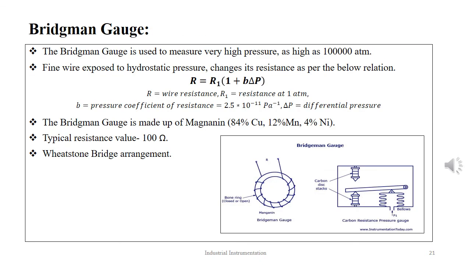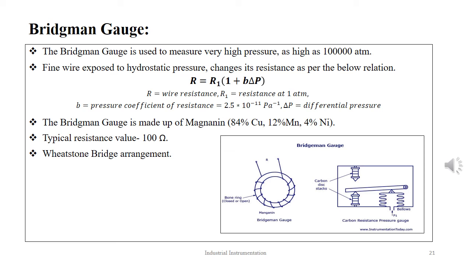The Bridgman device is used to measure very high pressure as high as 100,000 atmospheric pressure. If a fine wire is subjected to hydrostatic pressure, its resistance changes as given by the equation R equal to R1 into 1 plus B del P, where R is the wire resistance, R1 is the resistance at 1 atmospheric pressure, B is the pressure coefficient of resistance, normally valued at 2.5 into 10 raised to minus 11 per Pascal, and del P is the differential pressure.